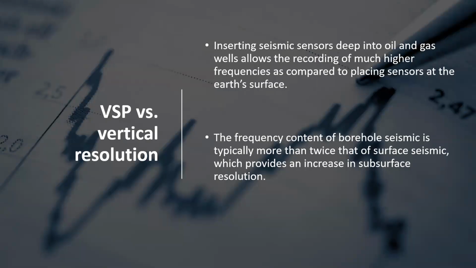So I will start with VSP and vertical resolution. Inserting seismic sensors deep into oil and gas wells allows the recording of much higher frequencies as compared to placing sensors at the Earth's surface in the case of the surface seismic method. The reason for this is simple. Seismic waves have to propagate only once through a weathered layer in a confined zone near the source when geophones are placed in the wellbore deep into the Earth.